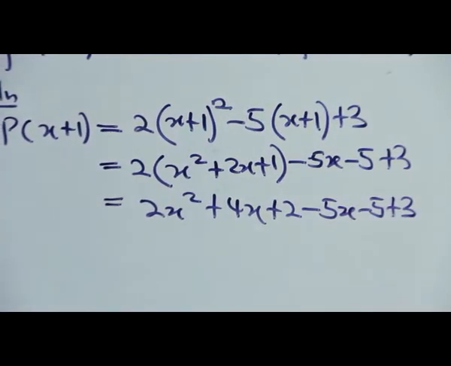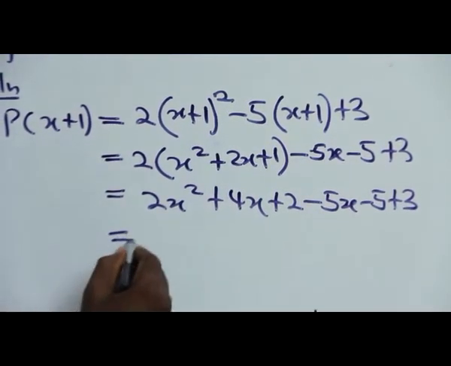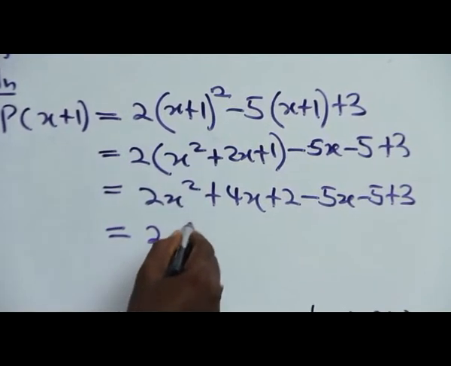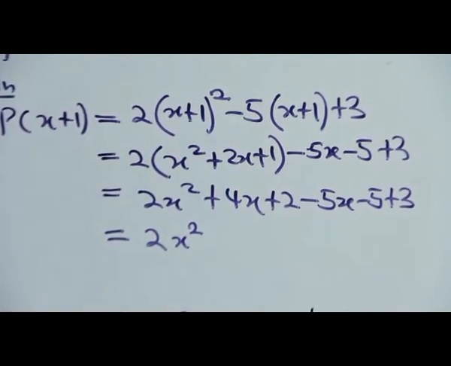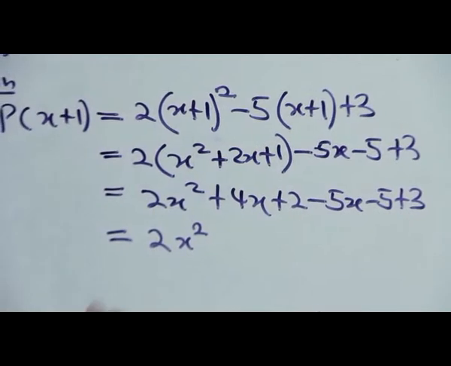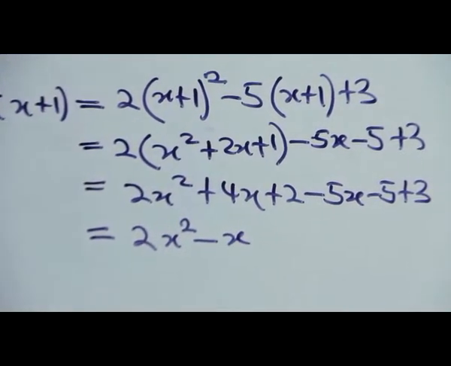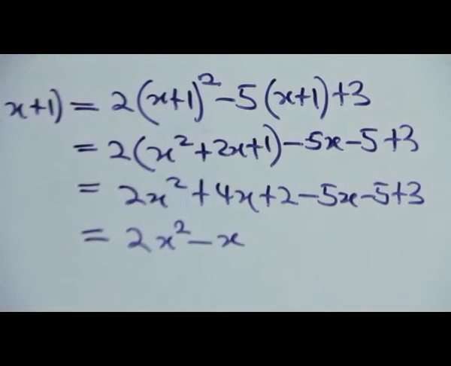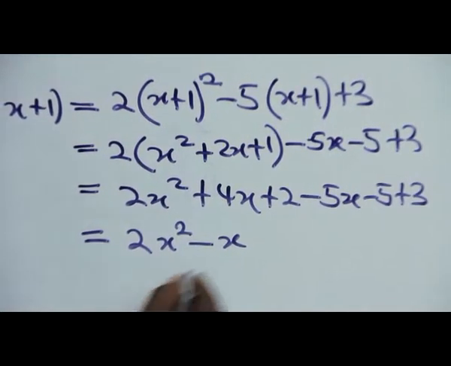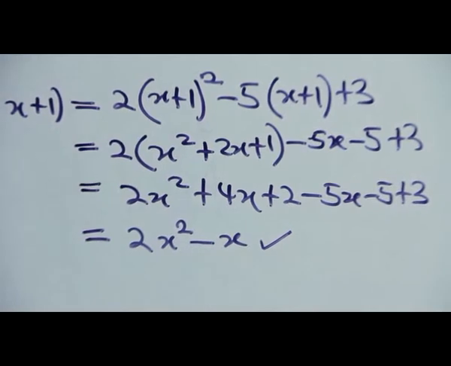You can now collect like terms. There's no like term to 2s squared, it is on its own. Then we have 4s minus 5s, which will give you minus s. Then you have 2 minus 5 is minus 3, minus 3 plus 3 is 0. So the final answer is 2s squared minus s.